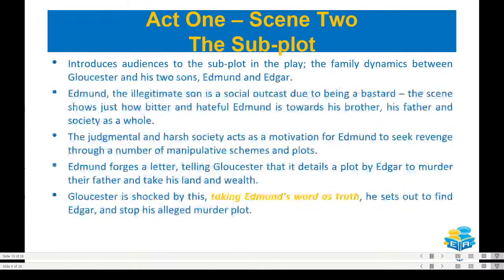So scene 2, the subplot. This introduces the audience to the subplot in the play. You have the main plot of Lear and the three daughters. There's another plot going on at the same time: the family dynamics between Gloucester and his two sons, Edmund and Edgar.